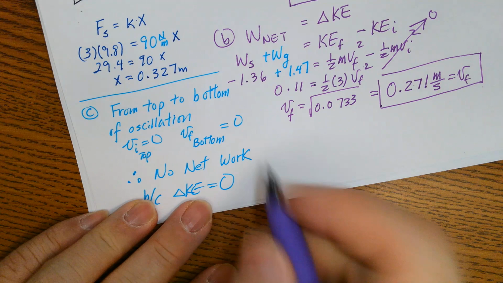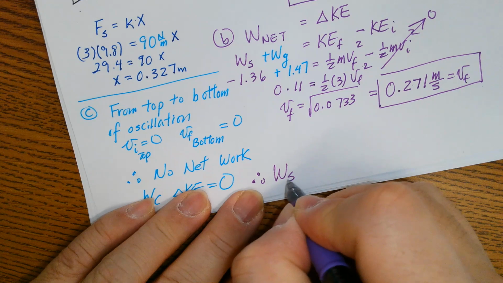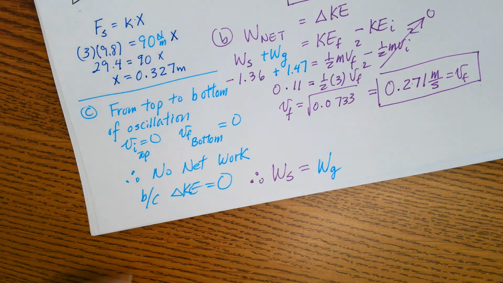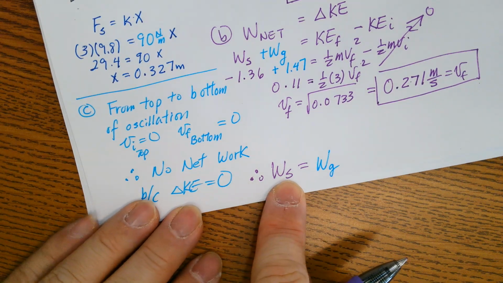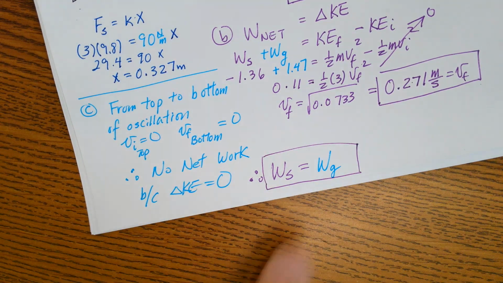Therefore, work done by spring is equal to work done by gravity. Because when you add them up, they become 0. So as work is done by gravity, the work done by spring is taking that away, right? And then conversely, as the work is done by spring, the work done by gravity is taking that away. So they're pretty much taking each other away. And we're done. All right.